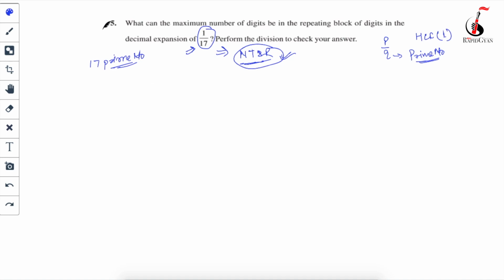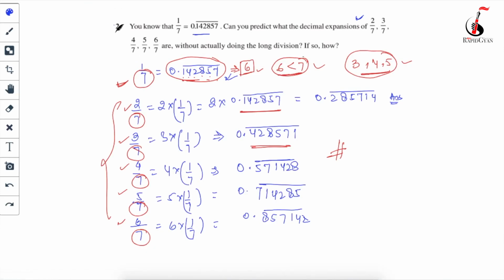So now what is the question saying? The question is asking what can be the maximum number of digits in the repeating block. So how are you going to solve this question, guys? Remember, just now when we were solving the second question, 1 by 7, I told you that in the repetition string, the total number of digits will always be less than your divisor. So that's your answer over here, beta.